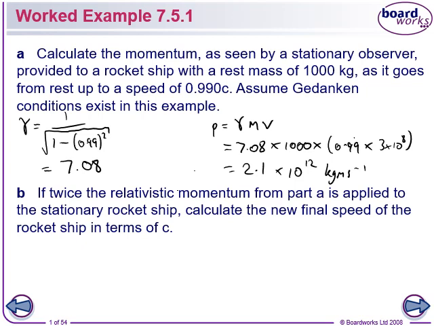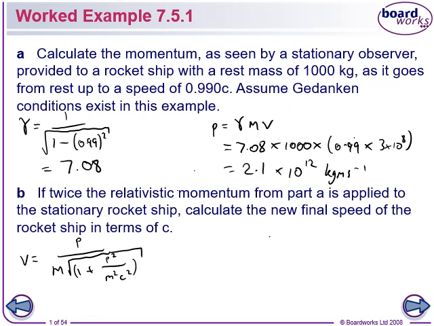So if we take twice that momentum and apply it to a stationary rocket ship, calculate the new final speed of that ship in terms of c. All right, so that's where you're going to need that equation from the other page. I've got to find it now. I can never remember that thing. Here it is. So our velocity is equal to p over m square root 1 plus p squared on m squared c squared. Okay. So that is our equation.